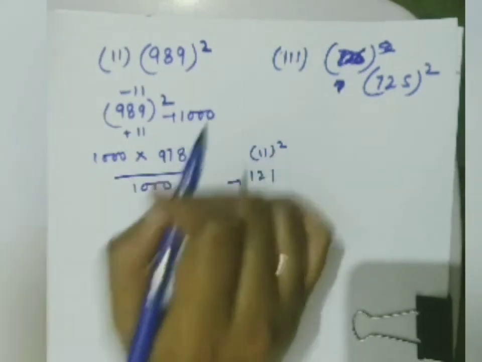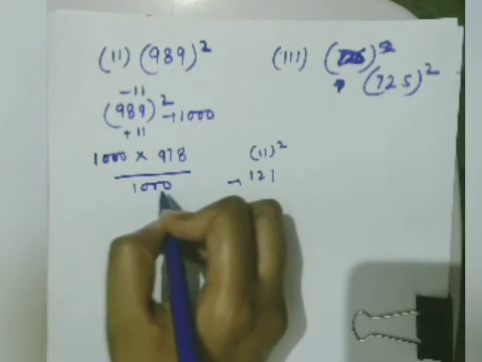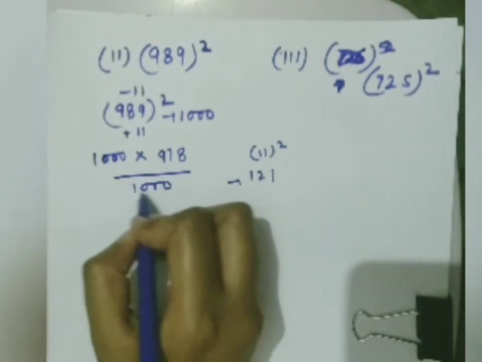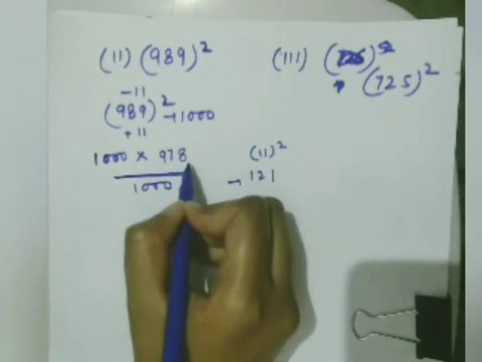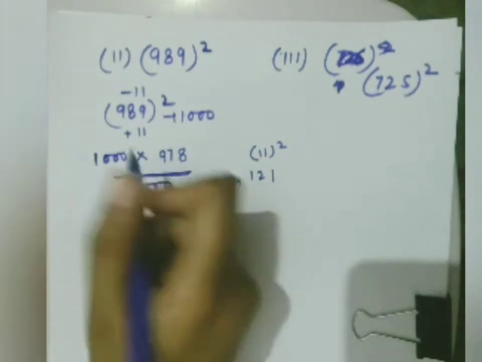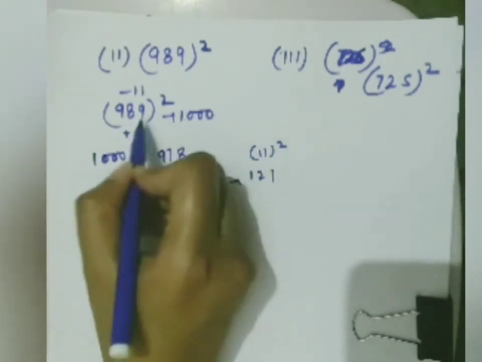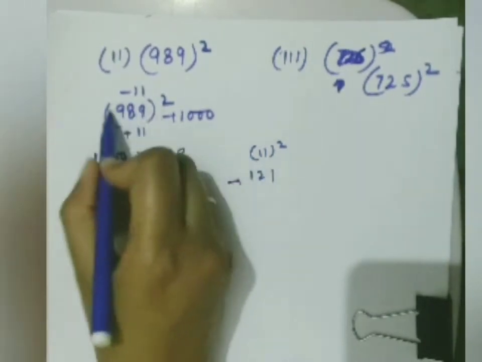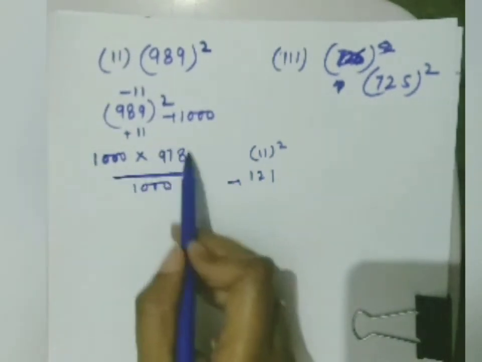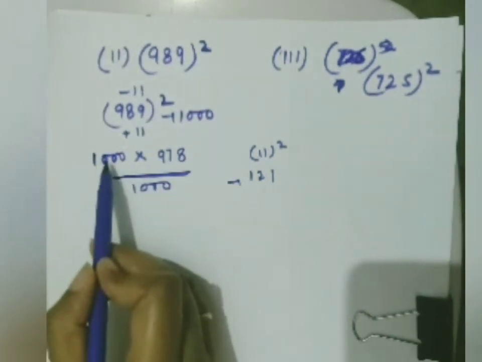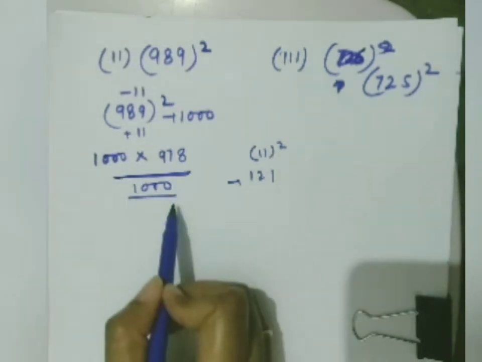Now we will repeat the same process, dividing the number with 1000 here, and we have to write down 978. Why have we written 978? Because this number was lesser than 1000 by 11, so we will subtract 11 here. If we subtract 11, we get this, and we have to cancel all the zeros which we have written here. So we will take 1000.